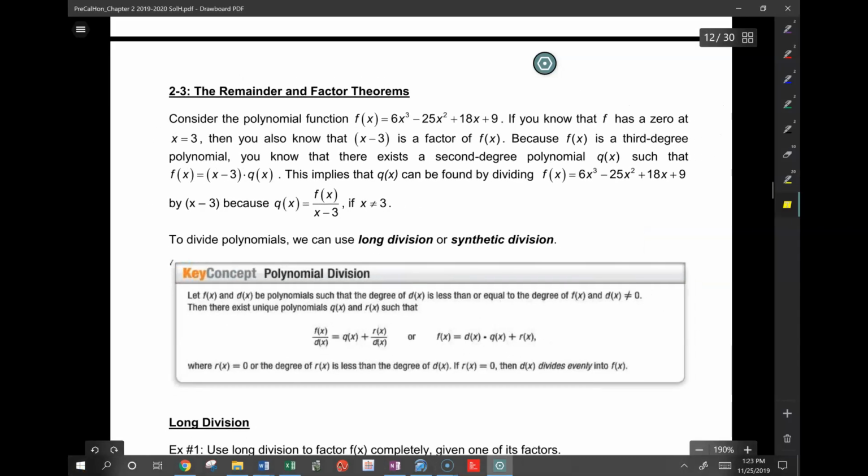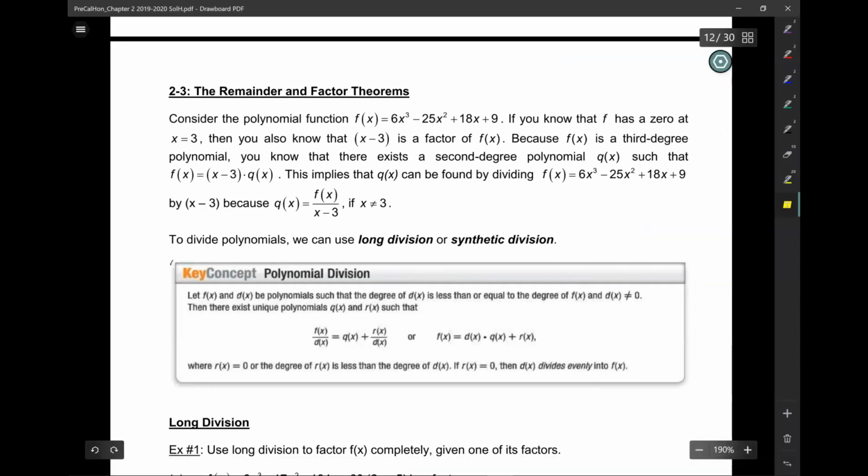In section 3, we talk about the remainder and factor theorems, and this is the P and the Q that you did in Algebra 2. Here, again, we go back to that same concept of it's not about the answer, it's about the understanding and all that good stuff, okay? So, let's take a look here.